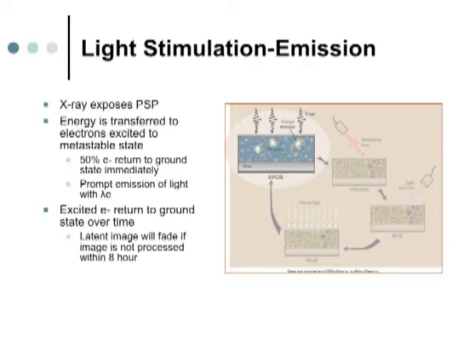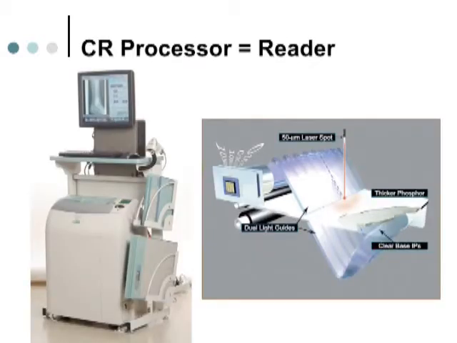Now, the plates have to be processed within 8 hours because eventually that excited state will relax and the image will fade. So we try to run the plates as quickly as possible after the exposure. We use this reader. This is computed radiography.